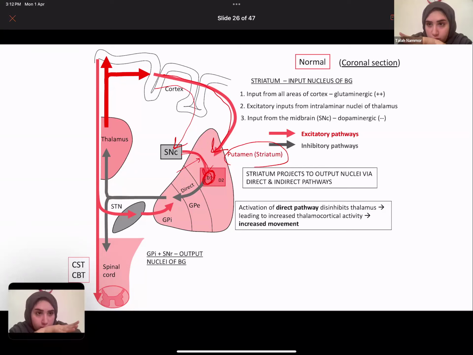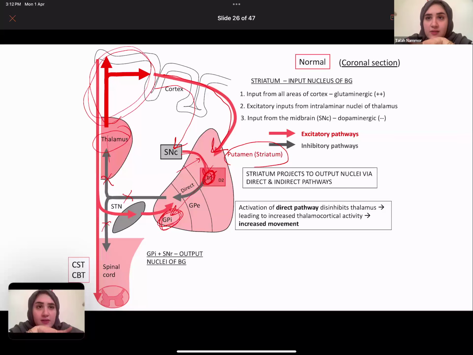What will D1 do? D1 is going to send inhibitory signals, so it's going to inhibit GPI. Now GPI, what does it usually do? It usually inhibits the thalamus. So you can see how in here we have inhibitory pathways to the thalamus. So this inhibitory pathway is going to go. Halas. We're not going to have inhibition to the thalamus. And you see how pronounced this activation is? So it's going to excite the cortex. So this is the idea. I hope it's clear.